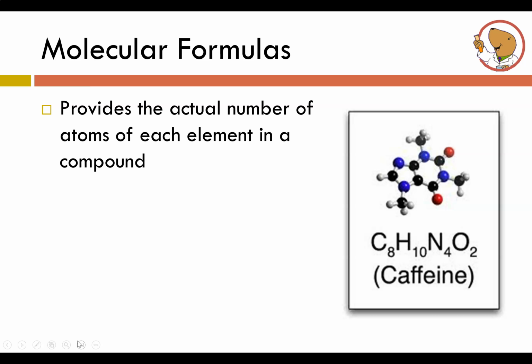So caffeine, we see C8H10N4O2. This is definitely a molecular formula. I could go ahead and reduce those, I could cut everything in half to get the empirical formula, but this is telling me how many atoms of carbon, hydrogen, nitrogen, and oxygen are present in caffeine. Reds are the oxygens, blue are the nitrogens, black are the carbons, white are the hydrogens. It's telling us exactly what's there.